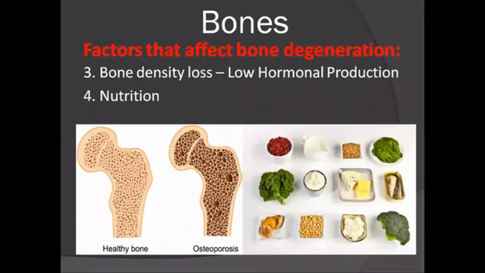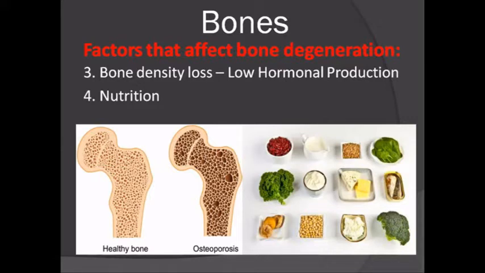Third factor is bone density loss or low hormonal production. This is a condition in which bones lose their calcium and other mineral contents, making them more prone to injuries and diseases. Your hormones play a huge part in regulating these chemical processes. If they are not well produced by your body, your bones lose their structure and become weak and brittle. This condition is known as osteoporosis. This is more common in females than males.